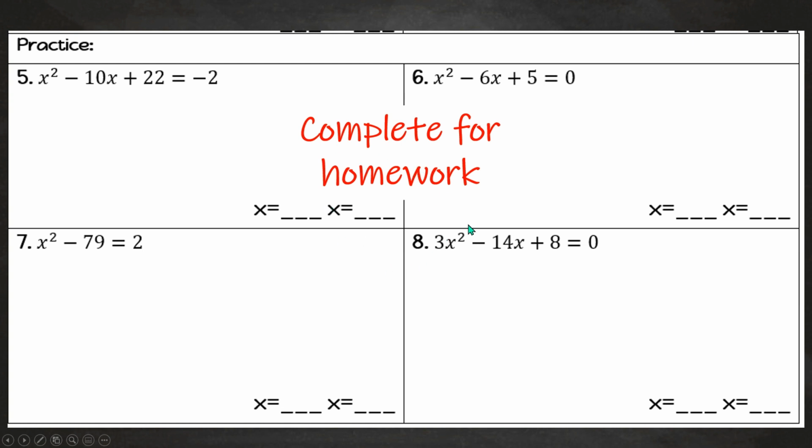Here's some additional practice that you'll complete on your own. Come and ask for help in class if you need it, and then these can be completed in Canvas to see if you are right.